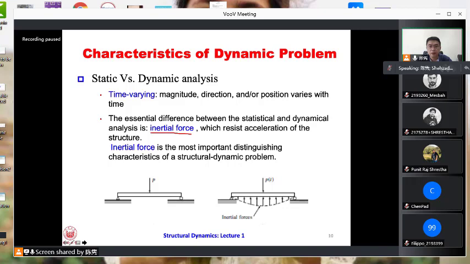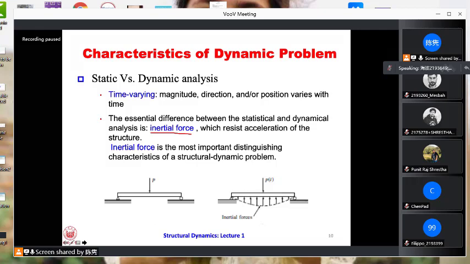Hello. Yeah, I have a question about the time varying plot. What if the time varying is very short? Can we consider it as dynamic when the time varying is very, very short?